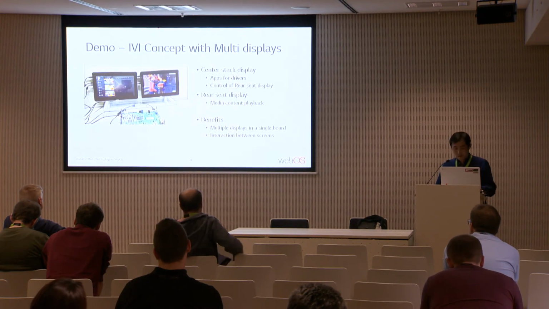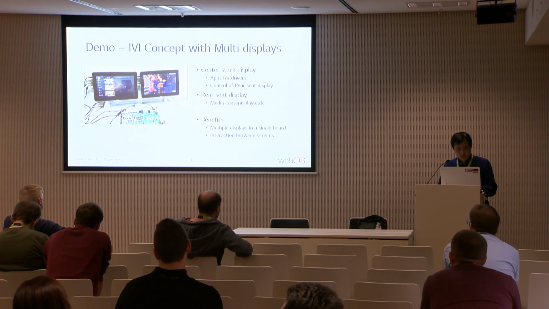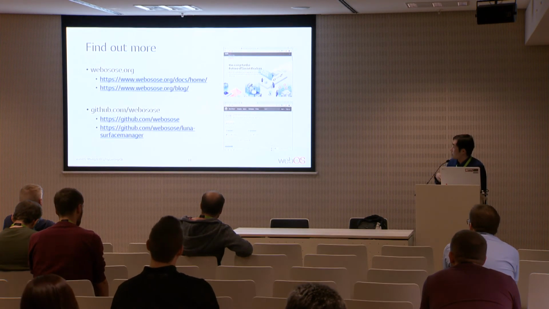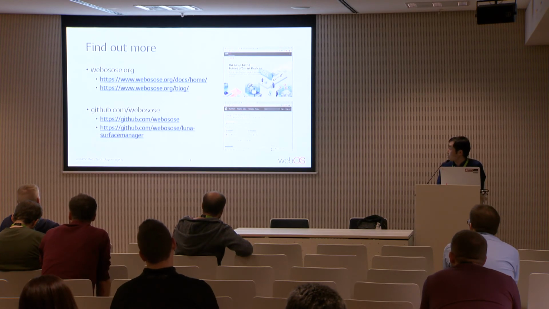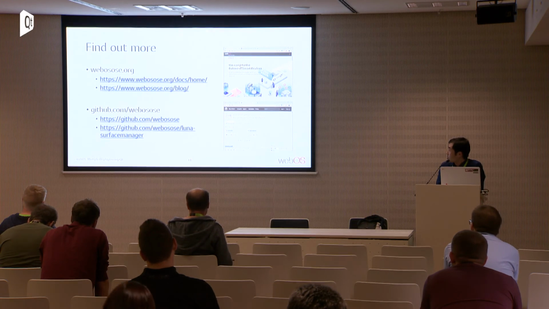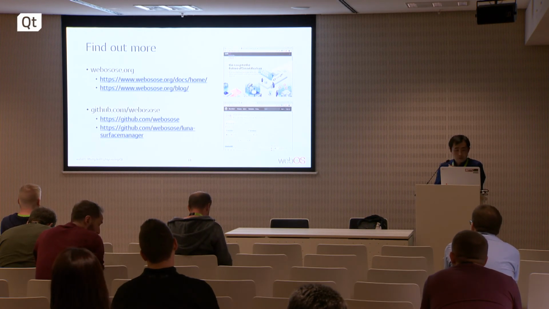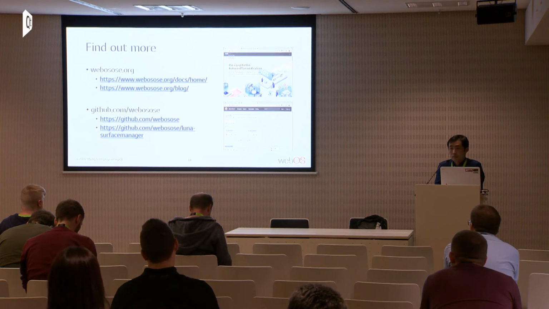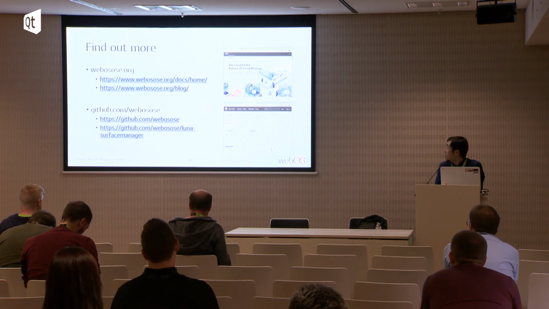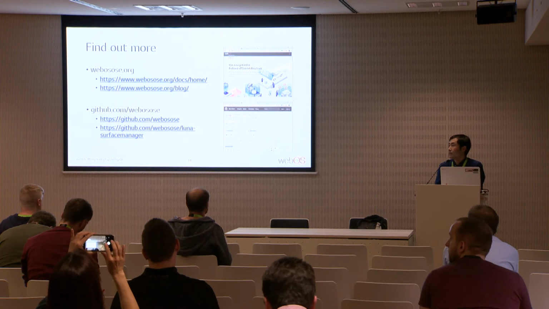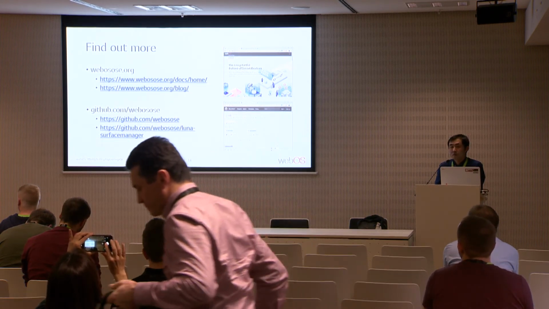Okay, that's it. This is probably my last slide today. I've noted some important URLs for webOS OSE, as well as github.com for the source code. You can visit there and download the source code, and you can even build your own webOS images, running on top of Raspberry Pi 4. Okay, thank you for listening, and maybe I have 5 minutes for questions.